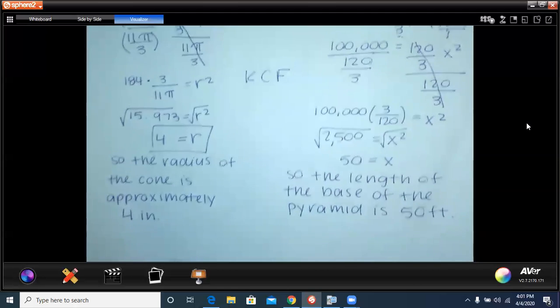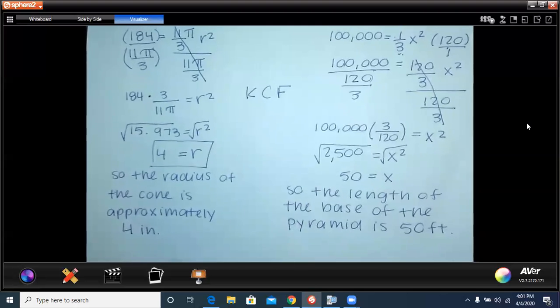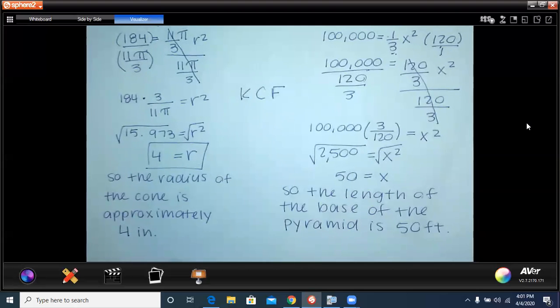So again, we worked to get the variable by itself. In this case, we had an exponent instead of a radical. We then did the inverse operation of the exponent to get rid of it to solve for x.